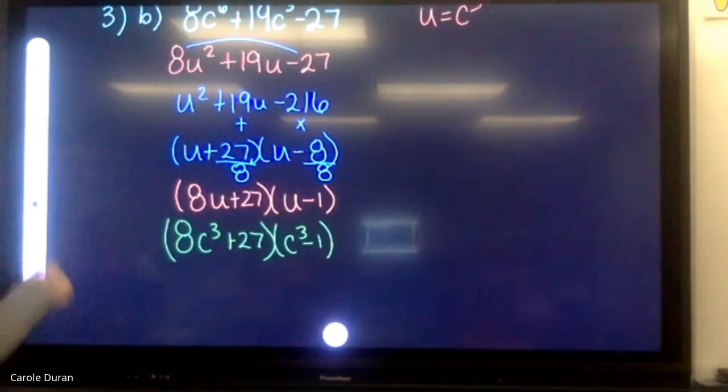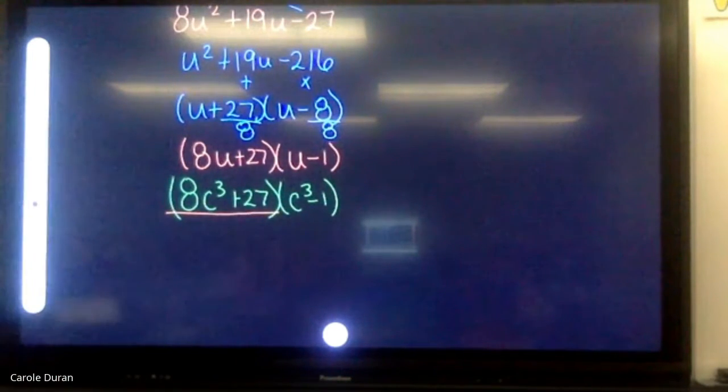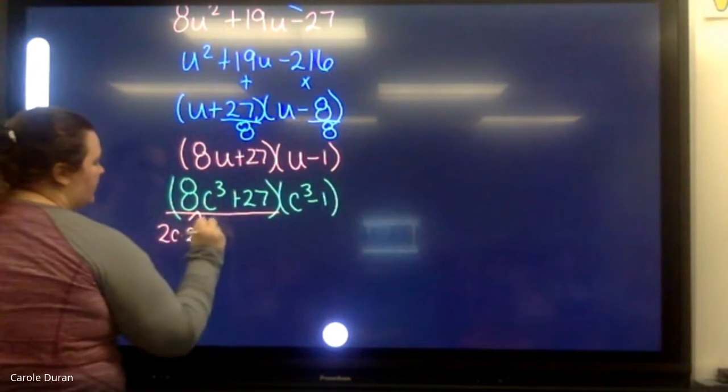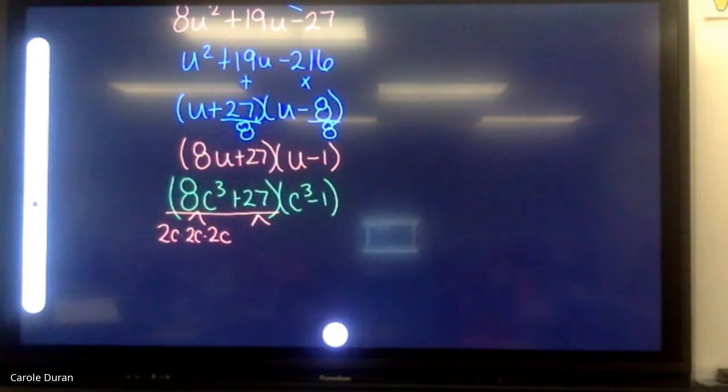So we're going to do the 8c cubed plus 27 first. The first thing I need to identify is the cube root of each of those terms. What's the cube root of 8? 2. And then what's the cube root of c cubed? C. So then the cube root of that whole term is 2c times 2c times 2c. What's the cube root of 27? 3.